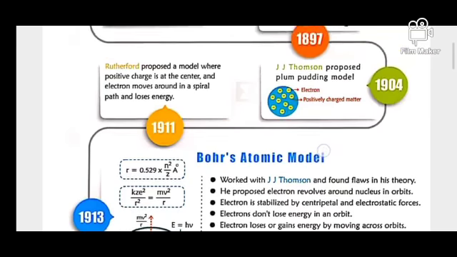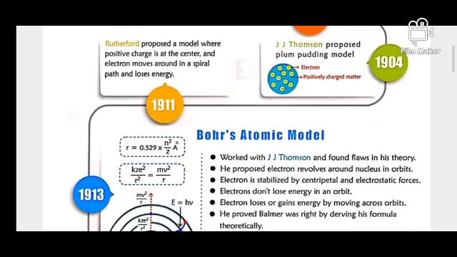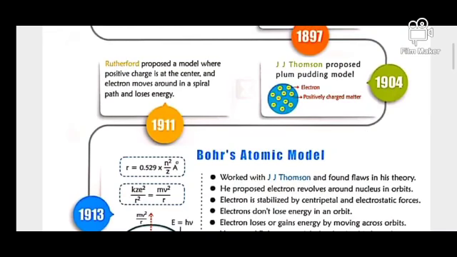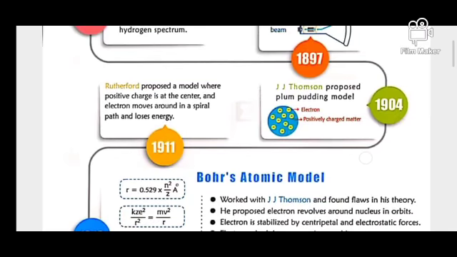After that, Rutherford proposed a model where the positive charge is at the center and the electron revolves around it in a spiral path and loses energy. Rutherford proposed a very important and interesting atomic model, which stabilized the basic idea about the atomic model. He basically proposed that the positive charge is at the center and the electrons, the negative charge, revolve around that center. But there is some demerit also.